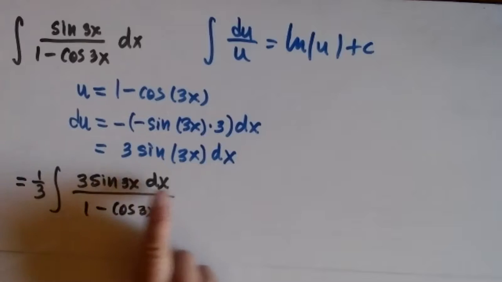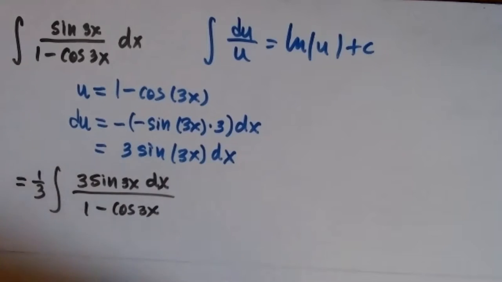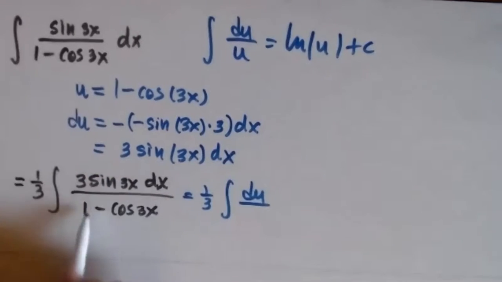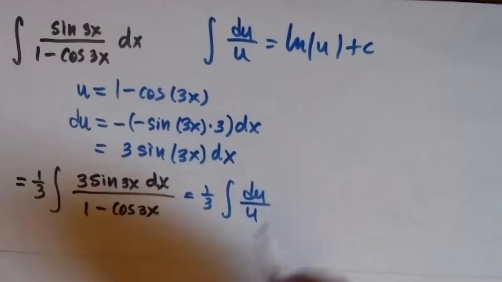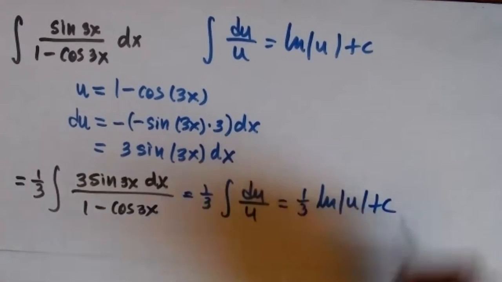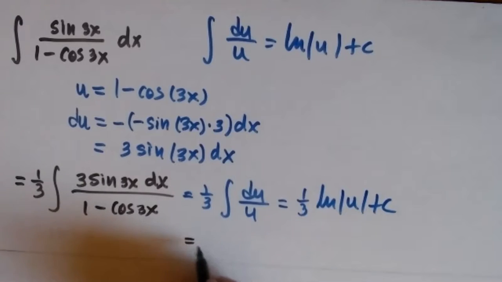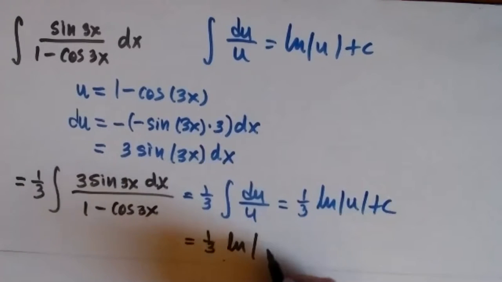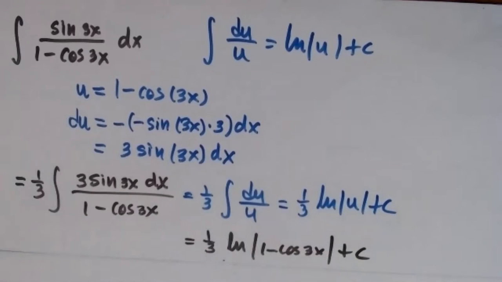Now, all the top thing is the du, you see? So I can replace it. 1/3 integral du, and all the bottom part is u, right here. Now, my solution is straight. This is 1/3 ln absolute value of u plus c. And the last step is 1/3 ln, sorry, 1 minus cosine 3x plus c. That is my solution. So you see, it's the same procedure always, always. Once you determine the formula, you refine.